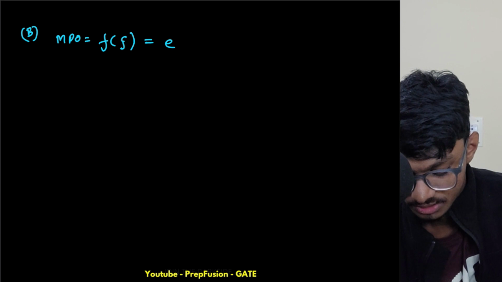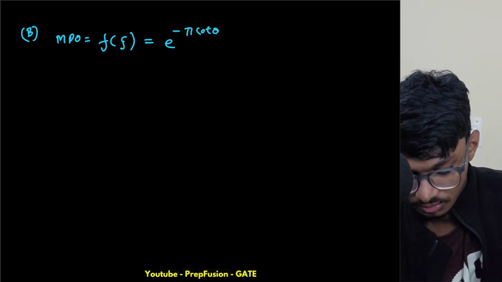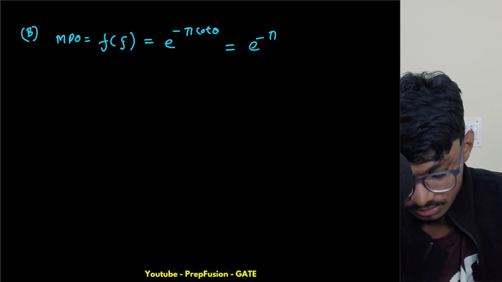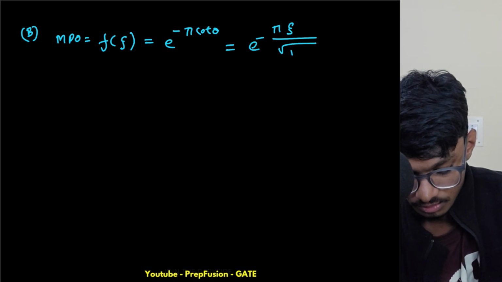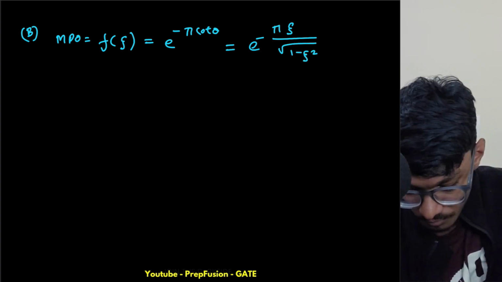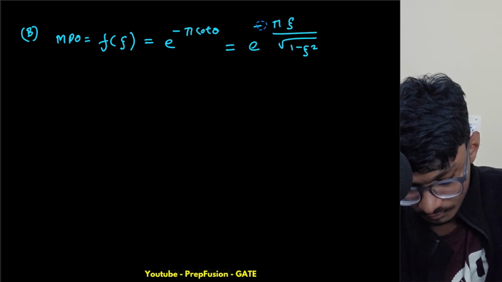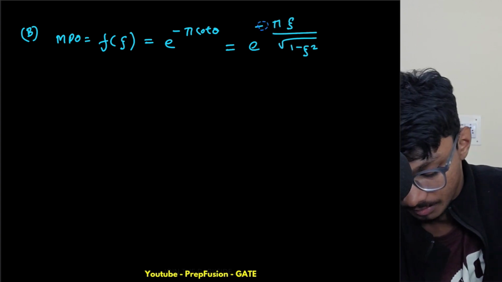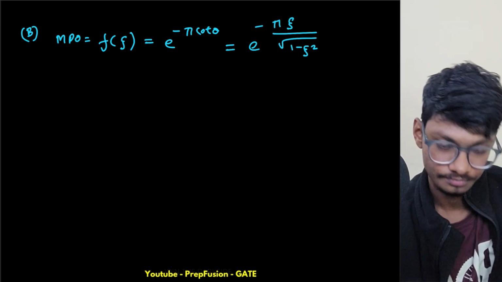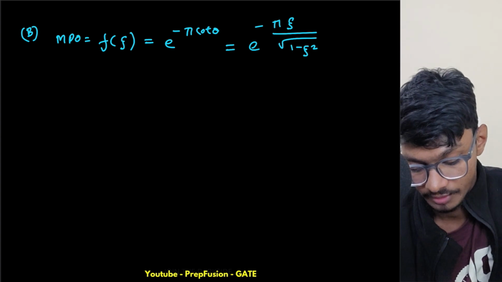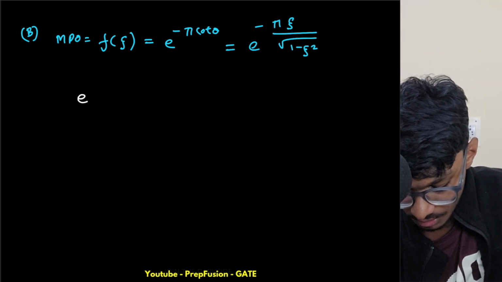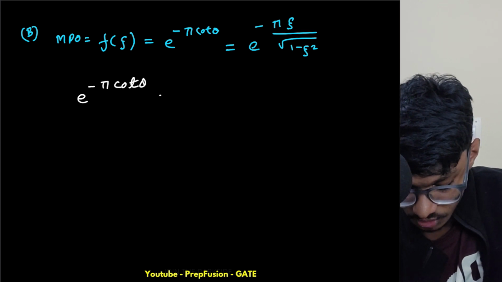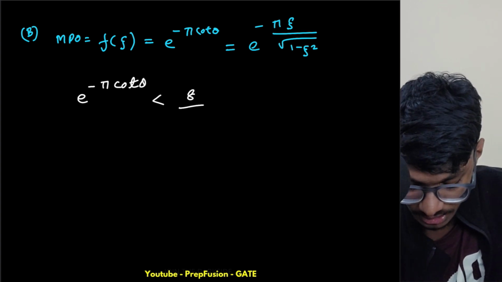If you remember the formula, it was e raised to power minus pi cot theta, or it is e raised to power minus pi zeta upon under root 1 minus zeta square. So this is how you can also remember. Now you have been told that this should be less than 8%. So e raised to power minus pi cot theta, I will write in terms of theta, should be less than 8%, which is 8 by 100.